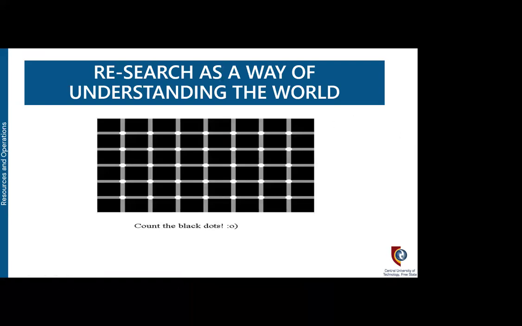On my next slide, I'm sharing what you call the great illusion or Hermann effect. This is more of a visual phenomenon called the Troxler fading. When you try to look at those dots, some black dots start disappearing. And on the title of that slide, I wrote research as a way of understanding the world. And you can see that the way I write research is a little bit awkward. It's awkward in the sense that I hyphenated the word research.